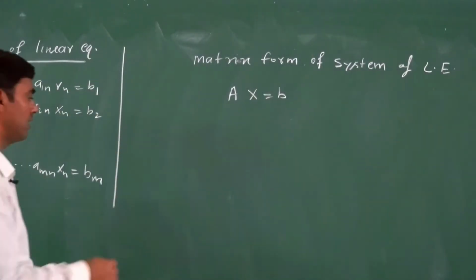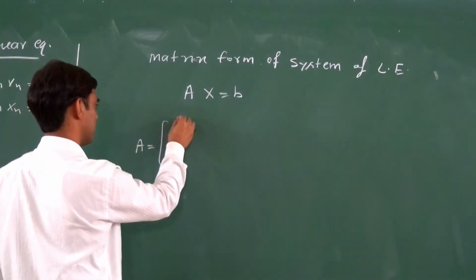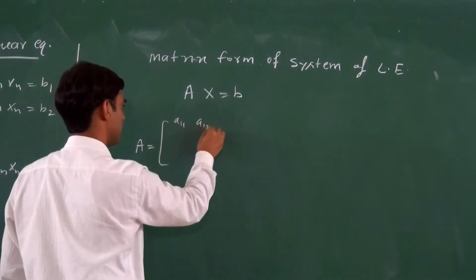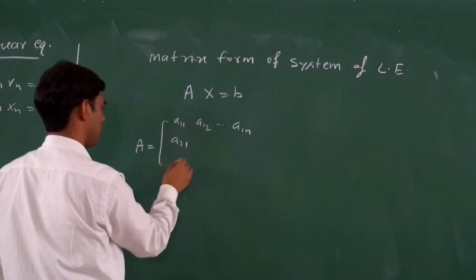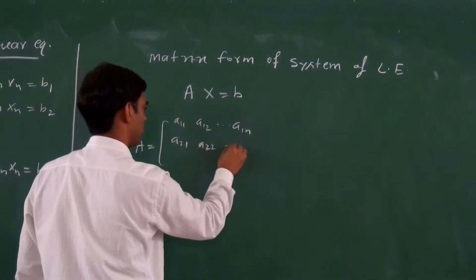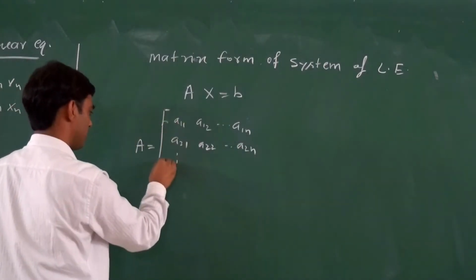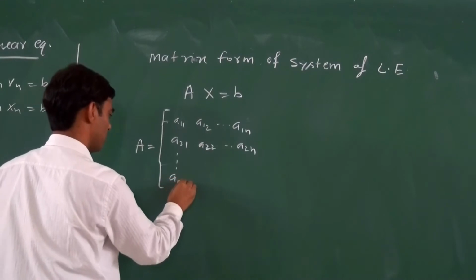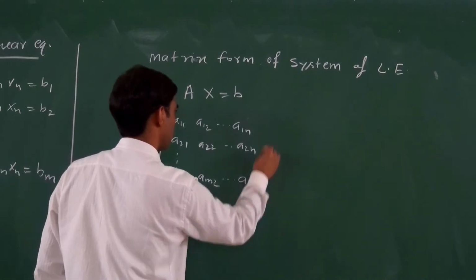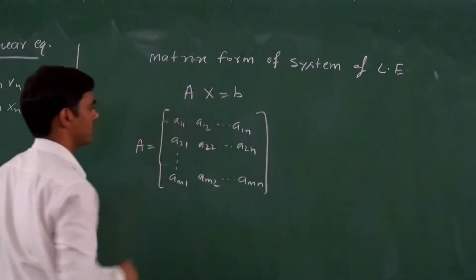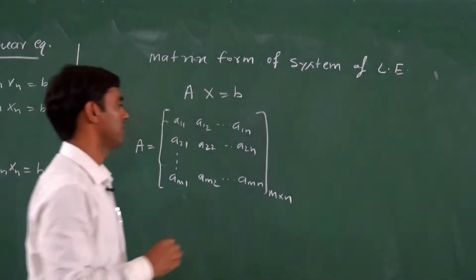Where A is an m cross n matrix, meaning a11, a12 up to a1n, a21, a22 up to a2n, similarly down to am1, am2 up to amn. This one is matrix A. And what is the order of the matrix? The order of the matrix is m cross n.